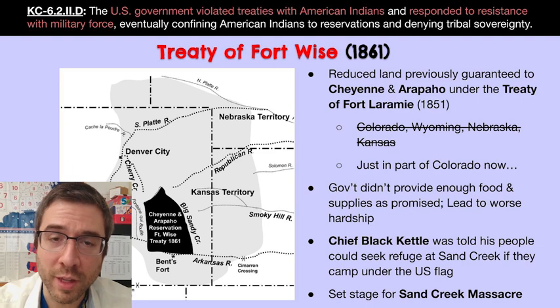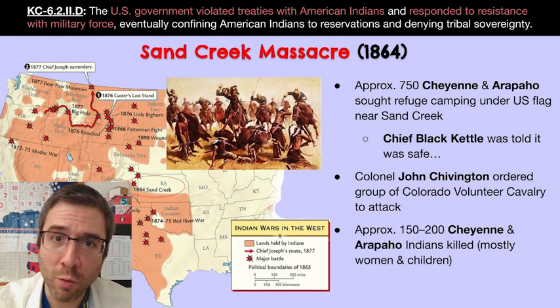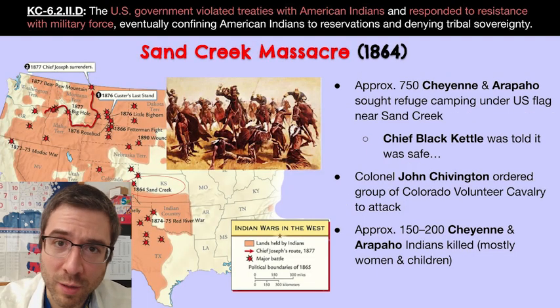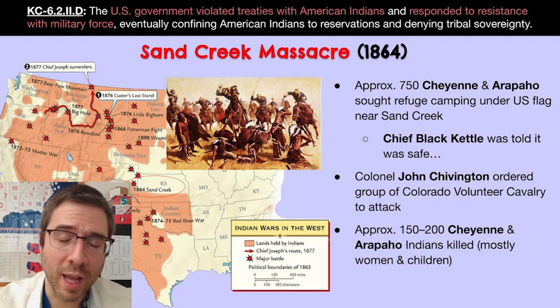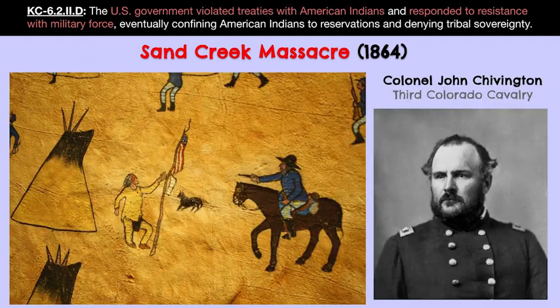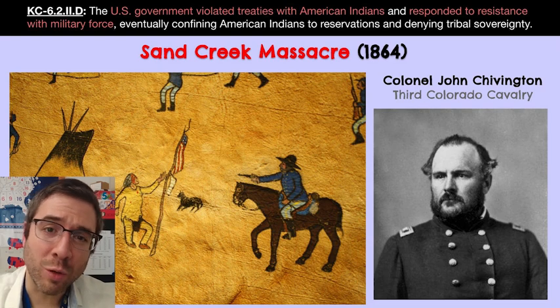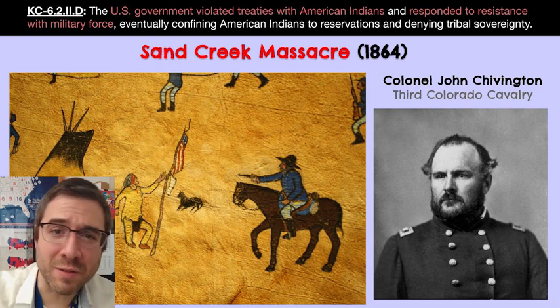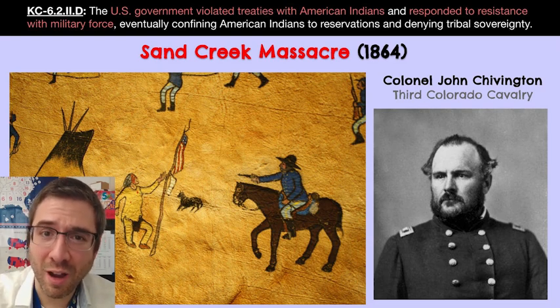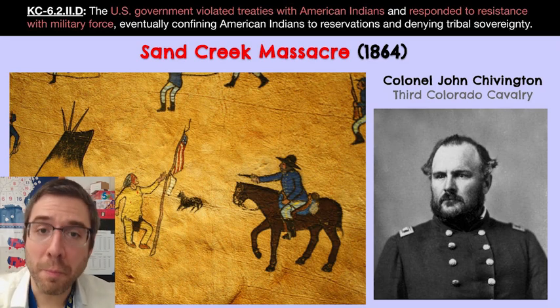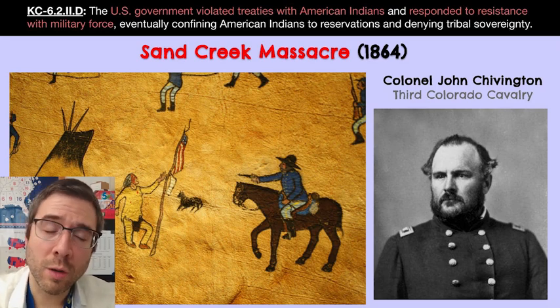He had been told that as long as he flew the U.S. flag over his encampment, he could go to Sand Creek in southeastern Colorado and proceed to camp out. However, on the morning of November 29th, 1864, John Chivington and the 3rd Colorado Cavalry attacked this peaceful encampment of Cheyenne and Arapaho. They killed over 150, some estimates even think maybe up to 250 or 300 people, most of whom were women and children.